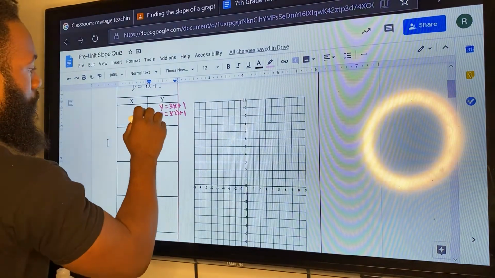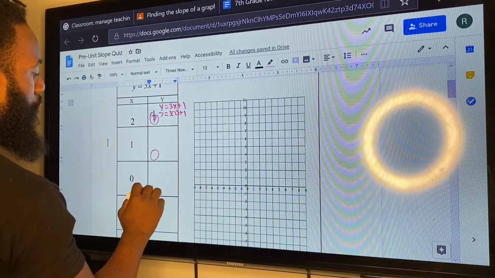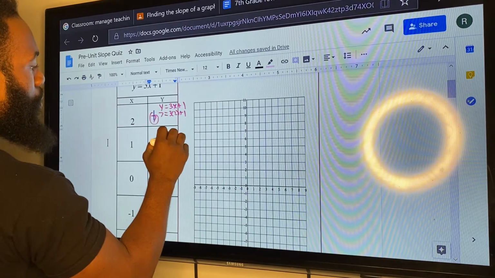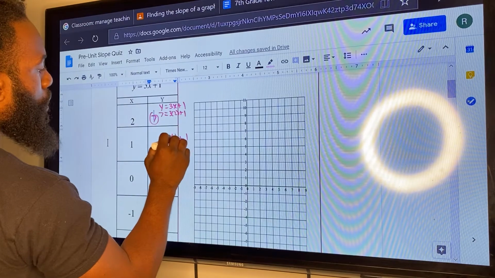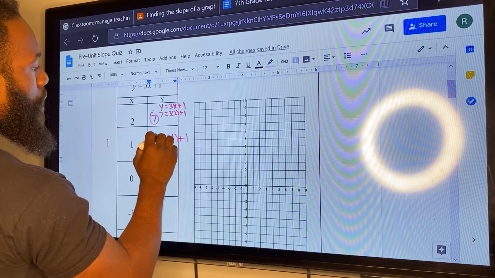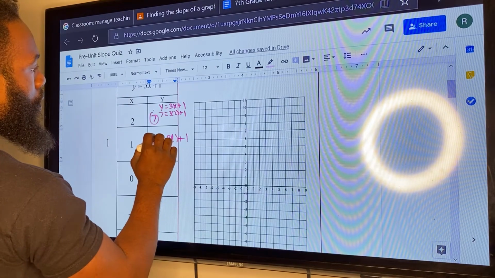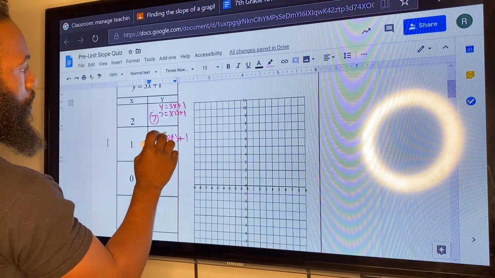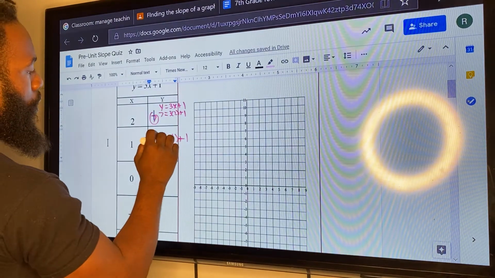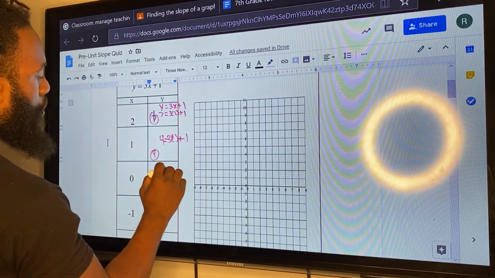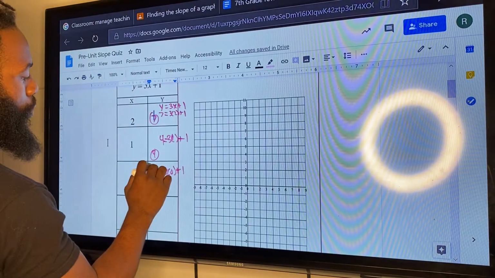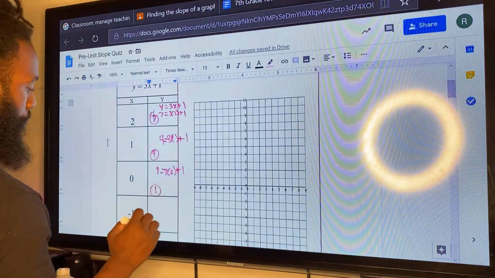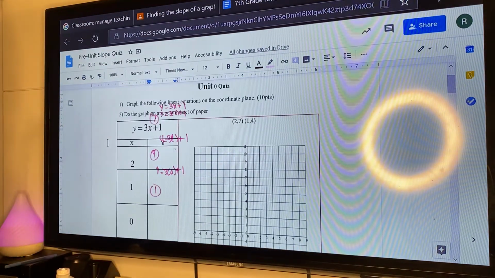And then 3 times 1 plus 1. 3 times 1 is 3, plus 1 is 4. So it goes here. 3 times 0 plus 1. 3 times 0 is 0, plus 1 is 1. Go down as I go down.